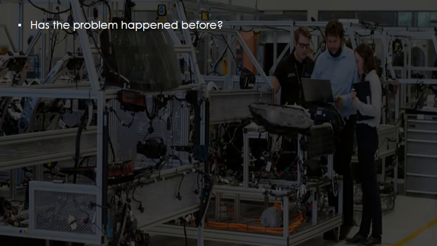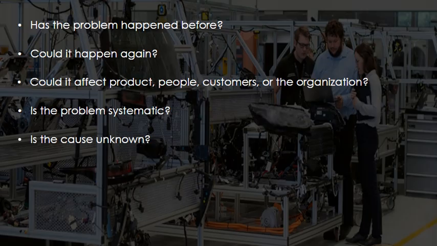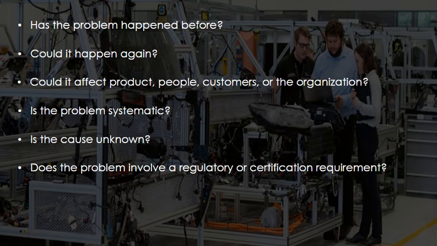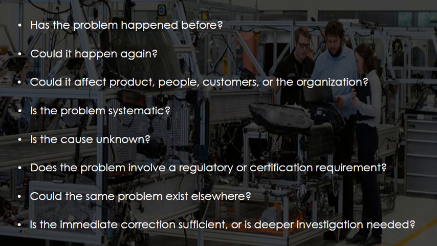When assessing the risk, severity, and urgency, it may be valuable to ask the following questions. Has the problem happened before? Could it happen again? Could it affect product, people, customers, or the organization? Is the problem systemic? Is the cause unknown? Does the problem involve a regulatory or certification requirement? Could the same problem exist elsewhere? And is the immediate correction sufficient, or is deeper investigation needed?